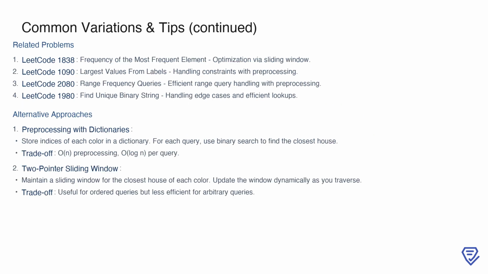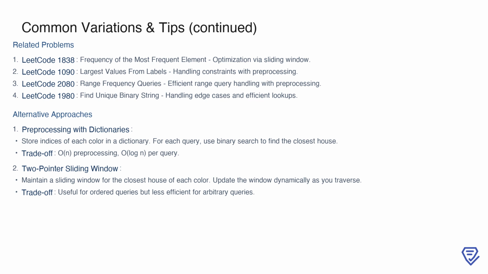This problem also connects to several related problems on LeetCode. For example, problem 1838, Frequency of the Most Frequent Element, involves optimizations using the sliding window technique. Problem 1090, Largest Values From Labels, focuses on handling constraints with efficient pre-processing. Problem 2080, Range Frequency Queries, is all about efficient range query handling, and problem 1980, Find Unique Binary String, emphasizes edge case handling and efficient lookups.